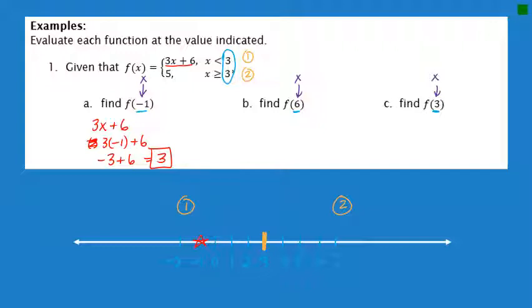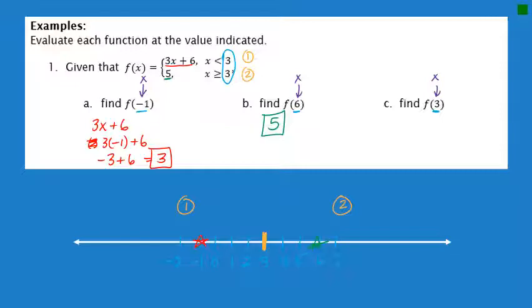Now we're going to do the same thing with part B. So now I'm asked to find f of 6. Here is 6 on the number line. It's a little hard to see, but it's a green star. 6 falls into section 2. So that's this function right here. I'm going to copy down the function, and you'll notice that there is no x. So even though I was given an x value, I have nothing to plug in. This is a constant function, meaning no matter what x value you're at, your answer will always be 5. So the answer here is 5.